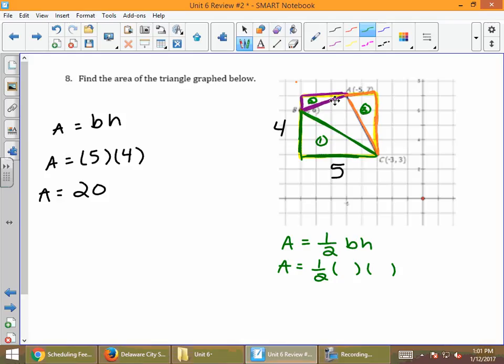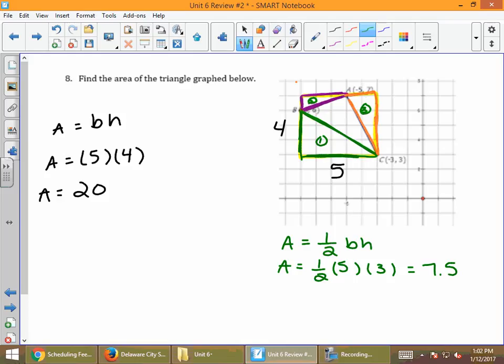So let's take a look at the green triangle first. What's the base of the green triangle? 5. What's the height of the green triangle? 3. Okay. Multiply that together. 1/2 times 5 times 3. Okay? 15/2. Which is a decimal. Or no, it's 7.5. Very good.